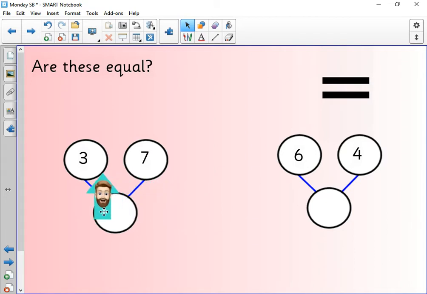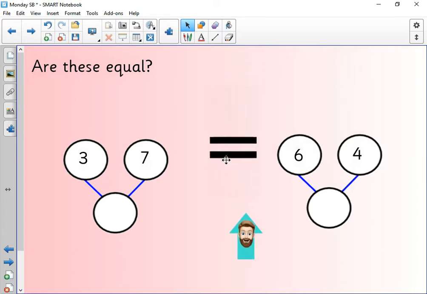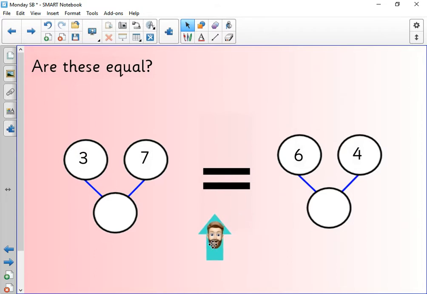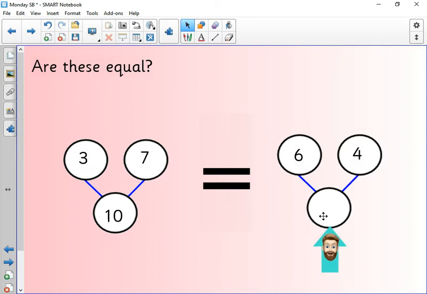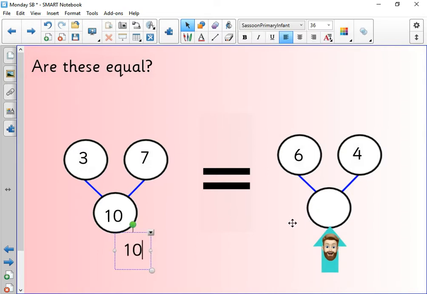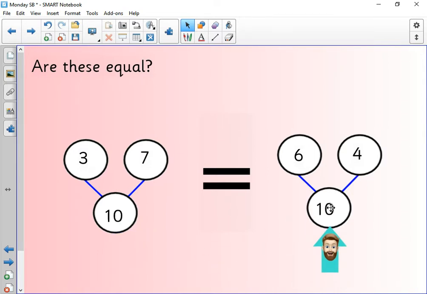What about this one? Have a look at the parts here. 3 and 7, 6 and 4. I hope you are all shouting out at me, yes, they must be equal. Can you explain why? Tell me. That's right, because they both equal 10. 3 and 7 is 10, and 6 and 4 make 10. So they are definitely equal.